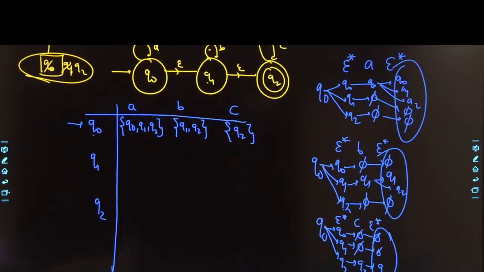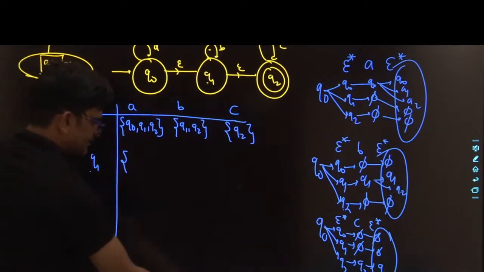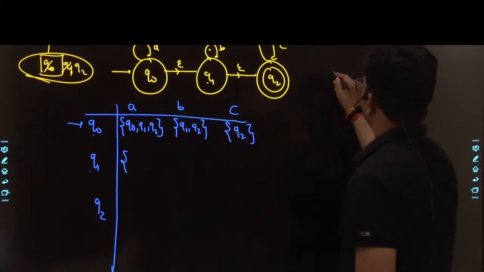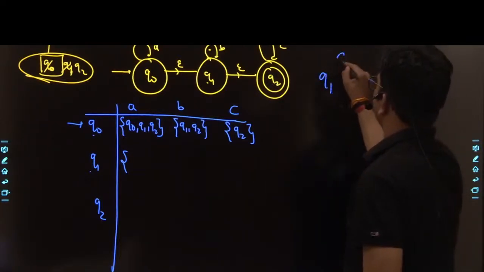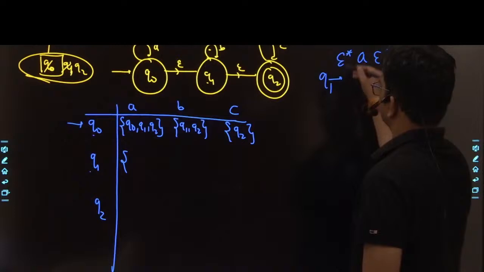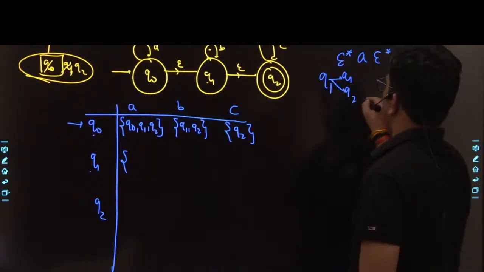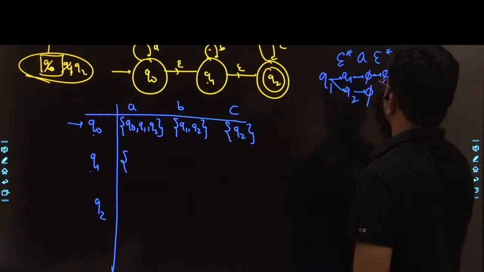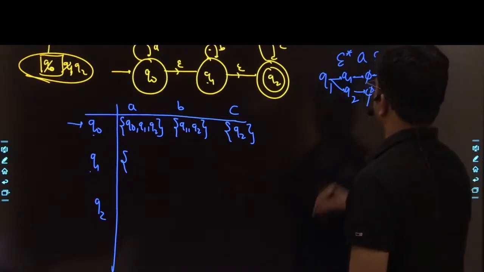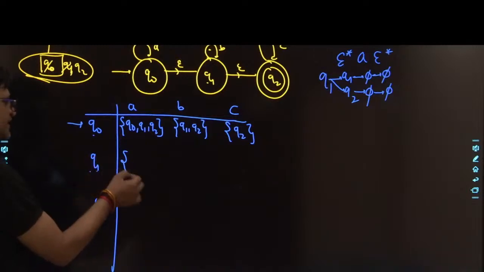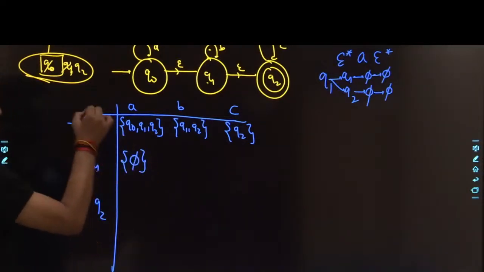Similarly, my dear friends, we can find Q1 on A. So when we find the transition function of Q1 on A, before A we can read any number of epsilons, and after A we can read any number of epsilons. So what is the epsilon closure of Q1, Q2? Q1 on A, phi. Q2 on A, phi. Epsilon closure of phi. So when we read A on Q1, it doesn't have any transition.